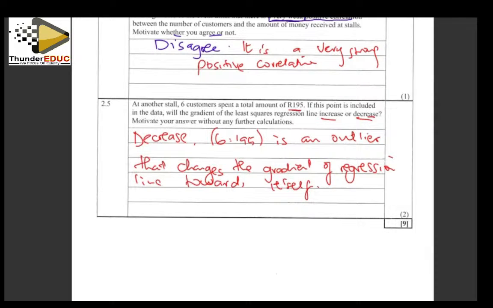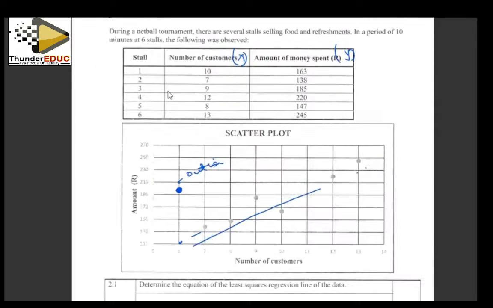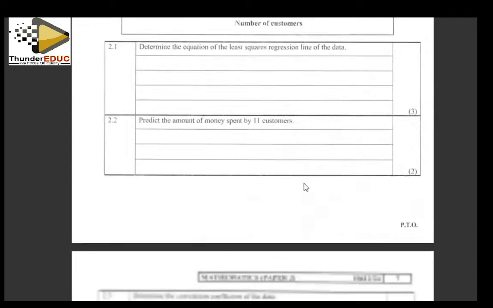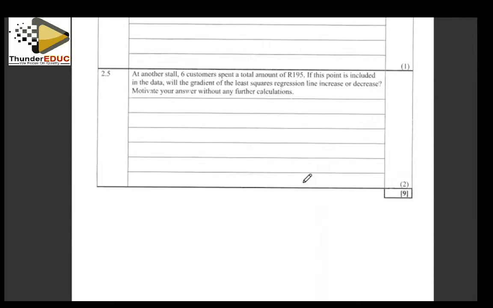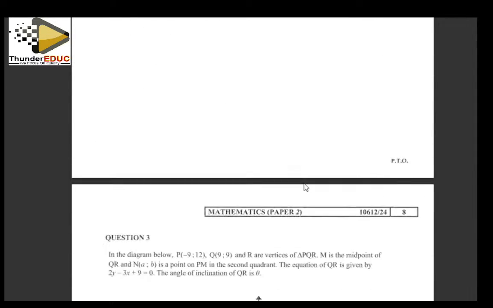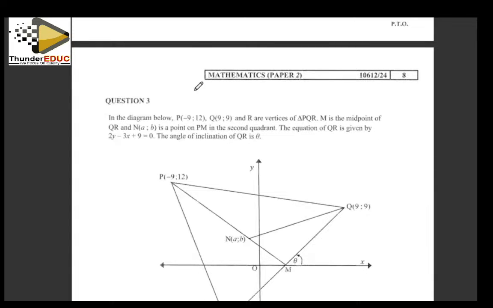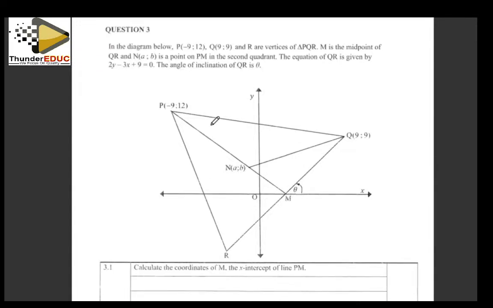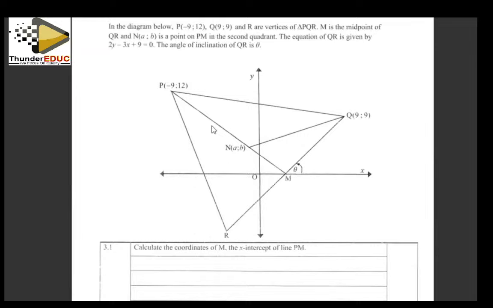All right, so that is 2.5. And then we look at 2... no, that is just the end of question 2. Let's look at question 3. In the diagram below, we have P, which is (-9, 12). Q is (9, 9). They are vertices of a triangle. M is the midpoint of the line QR. N is (a, b), a point on PM.